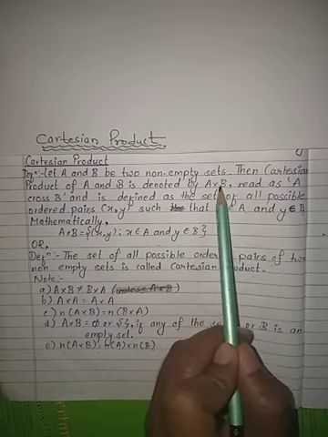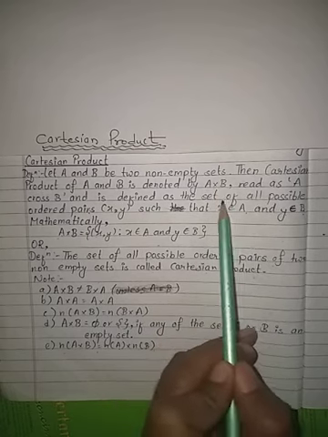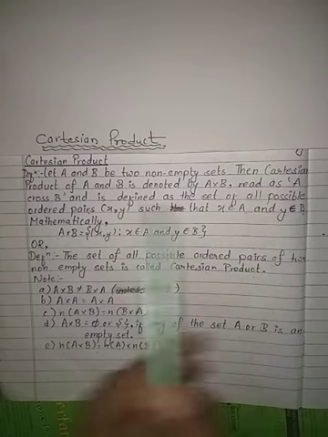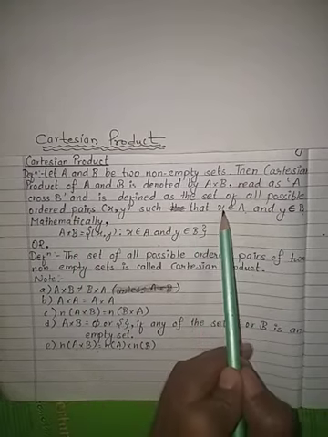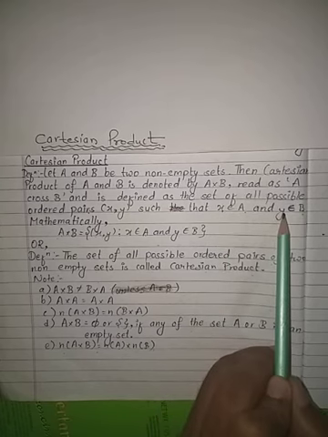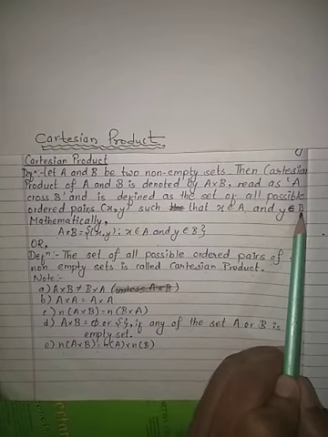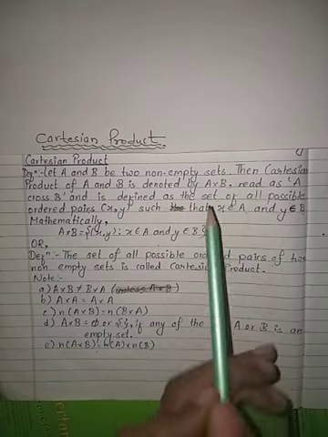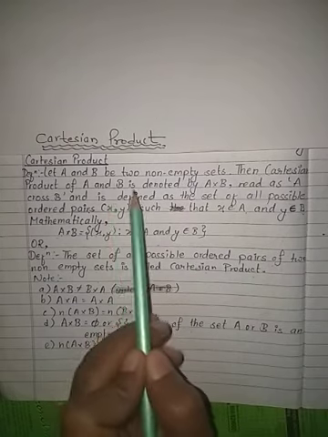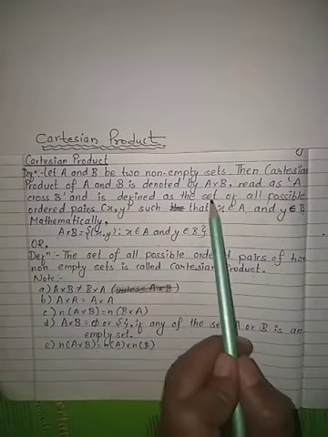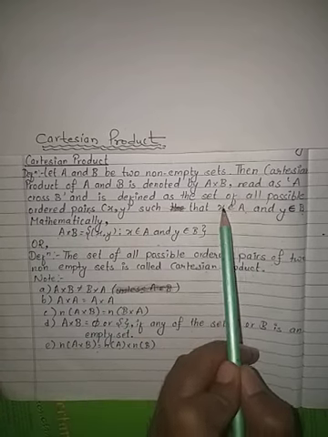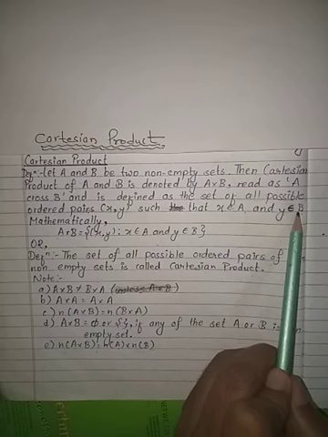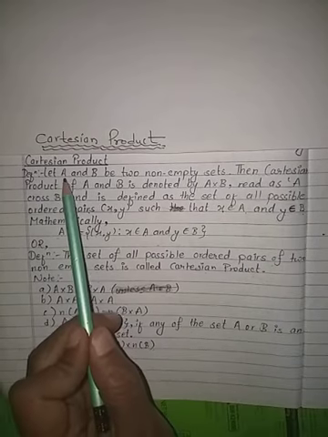It's read as A cross B, and it's defined as the set of all possible ordered pairs (x, y), such that the x component belongs to the first set A and the y component belongs to the second set B. So in conclusion, if you feel this definition is quite long, then you can just say that the set of all possible ordered pairs (x, y) such that x belongs to A and y belongs to B is the Cartesian product of two non-empty sets A and B.